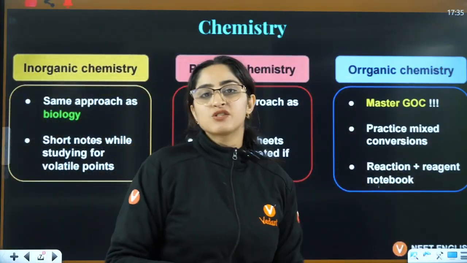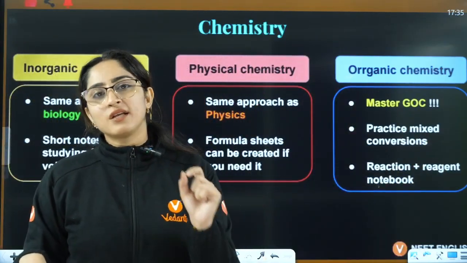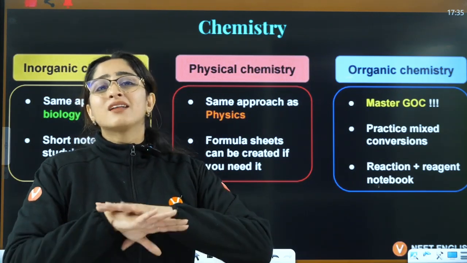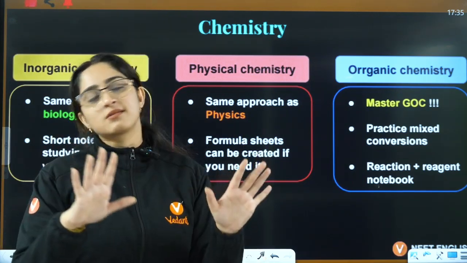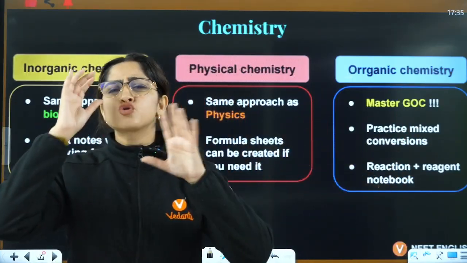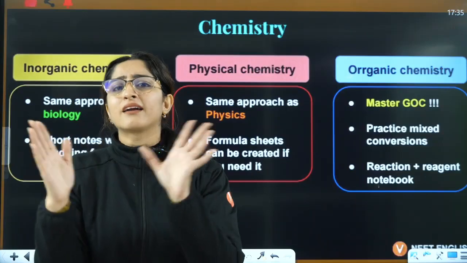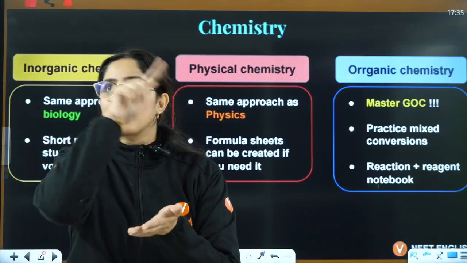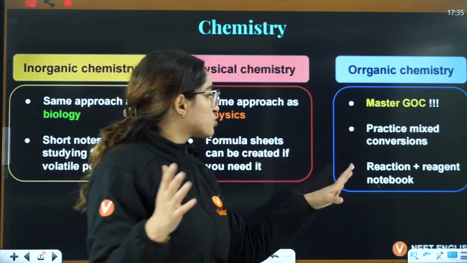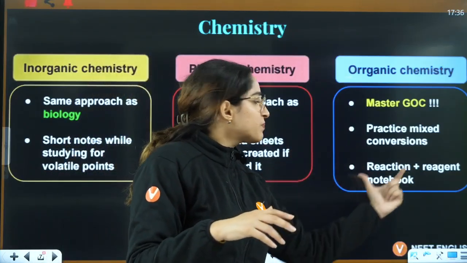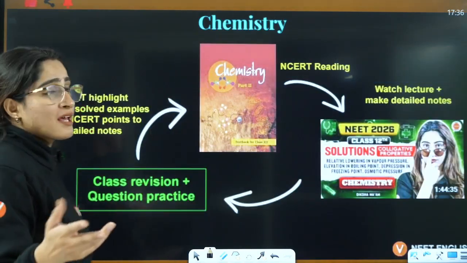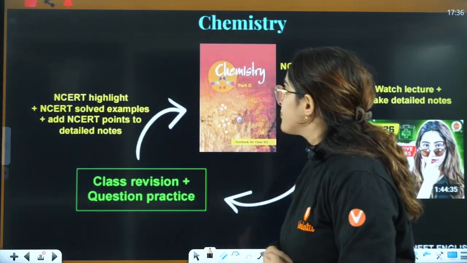For organic chemistry, master GOC and then only start with your class 12th organic chemistry. If GOC is not good, then you're going to end up making so many mistakes in the exam, right? Then practice mixed conversion in NCERT. There are so many beautiful conversions written from this to this. What are the steps that are possible? So it is brainstorming. So I would advise you to do that, right? So reaction plus reagent notebooks will also be there for you. Naming reaction, distinguish test, reagent notebook, all of that, right?